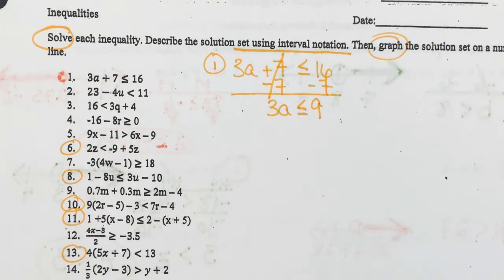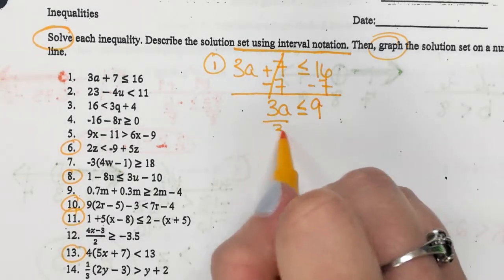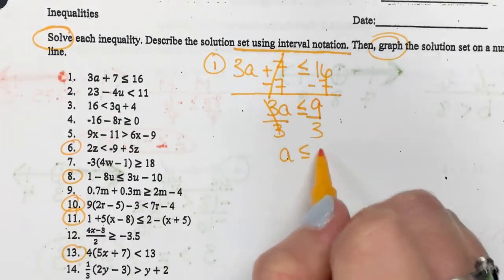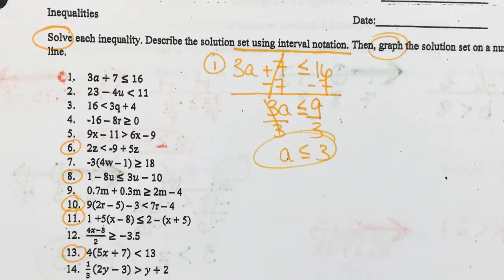9. There you go. And then divide by 3. And you get 3, right? That's your solving. That's your first step to solve.